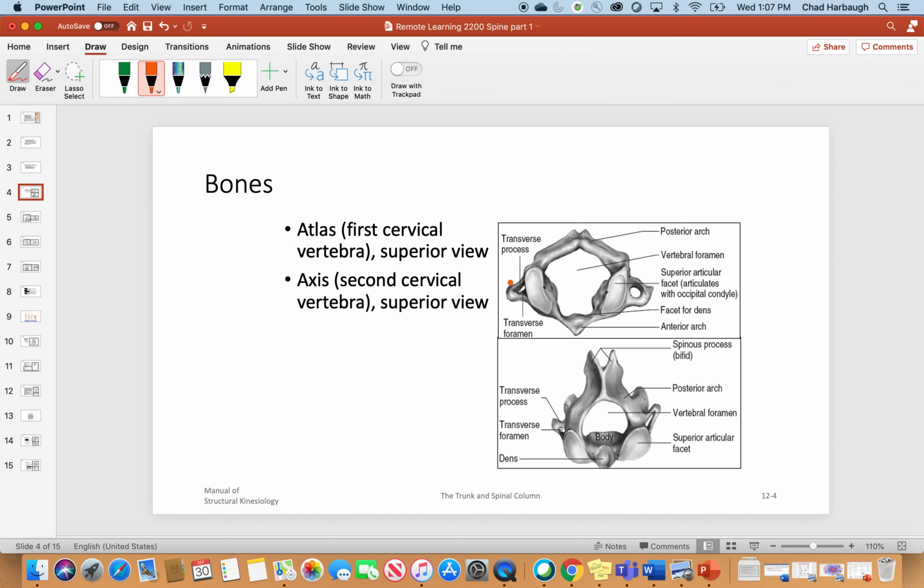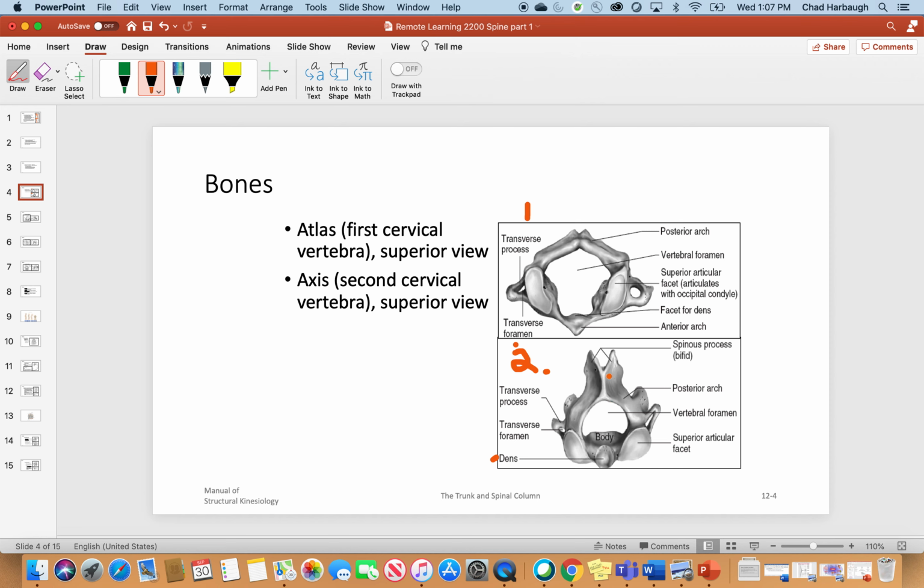So the first vertebrae that we'll be looking at within the vertebral column will be C1 and C2. They're also referred to as the atlas and axis. So this first one would be C1. This would be considered to be the atlas. And the second one, C2, would be considered to be the axis, or the second cervical vertebra. And that's most often distinguishable by the protrusion called the dens.